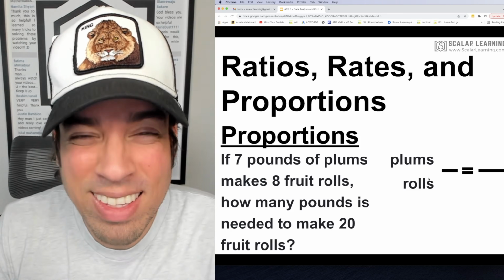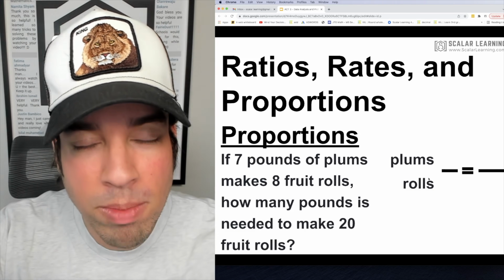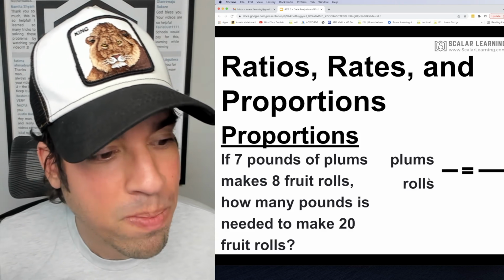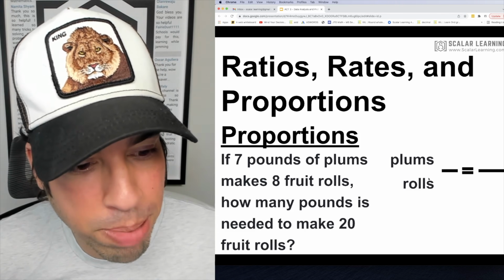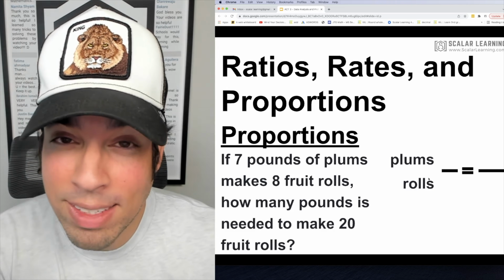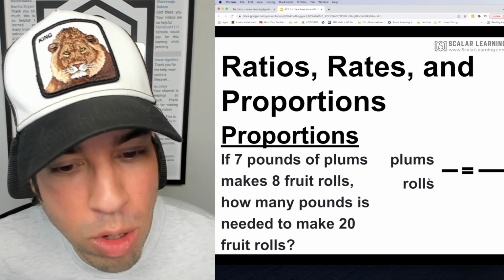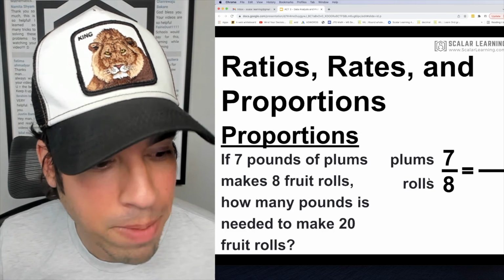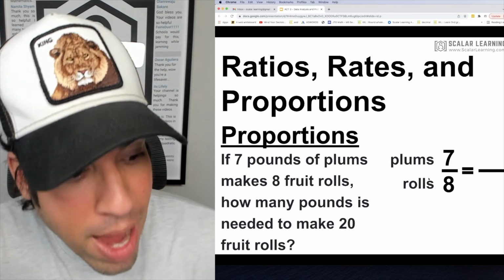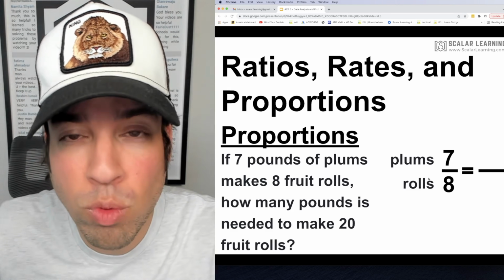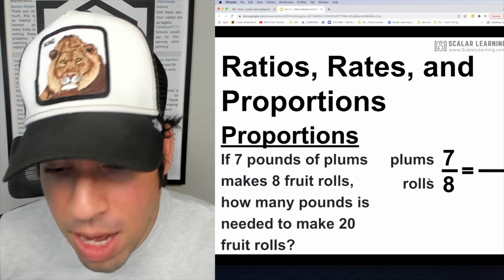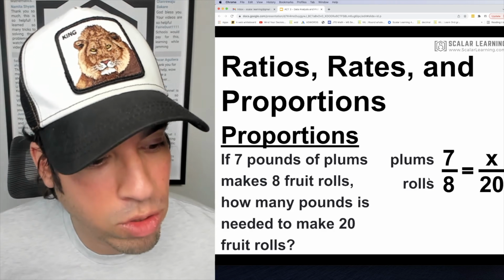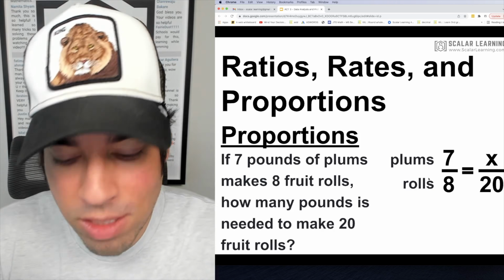So then here's kind of the scaffolding, right? So I know I'm going to have a fraction equal a fraction. So how do I designate what goes where? So check it out. It said 7 pounds of plums makes 8 fruit rolls. That's the relationship. So I'm going to throw 7 on top in the plum section and 8 on the bottom in the fruit roll section, okay? And then the question is, how many pounds is needed to make 20 fruit rolls. So I know 20 is going to go on the bottom on the right side, and X, that's representing my unknown because it's saying how many pounds of plums is needed, so that X is going on the top.